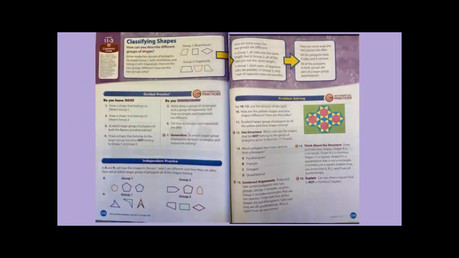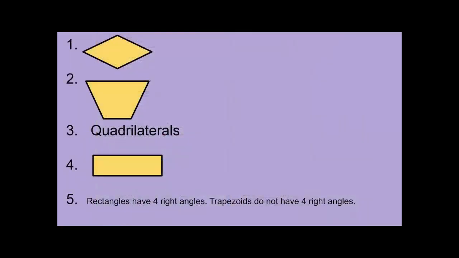Moving on to number 5. Nellie drew a group of rectangles and a group of trapezoids. Tell how rectangles and trapezoids are different. Stop the video and take your time to express yourself clearly. You could state the answer in a variety of ways, but this is what I wrote. Rectangles have 4 right angles. Trapezoids do not have 4 right angles.